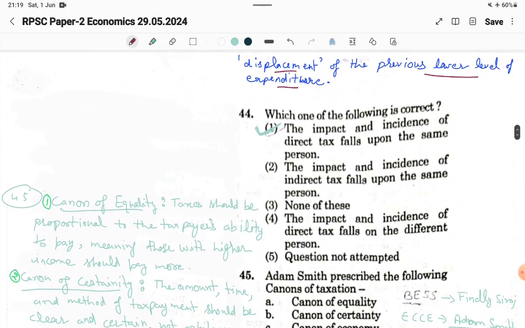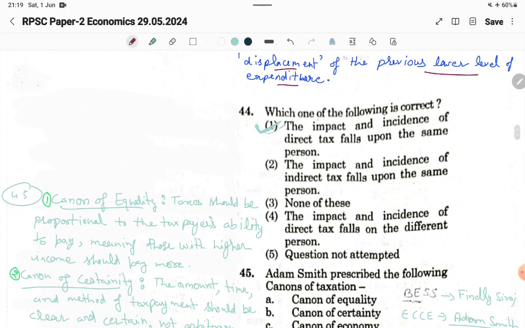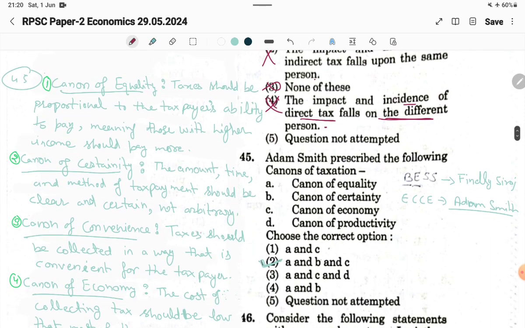Now, the next question: which one of the following is correct? So it's also a simple question. The impact and incidence of direct tax falls upon the same person, because if we take the example of income tax, the incidence and impact are on the same person. So this is the correct answer here. The impact and incidence of indirect tax falls upon the same person. It's wrong, and none of these is also wrong. And the impact and incidence of direct tax falls on different persons. It's also wrong.